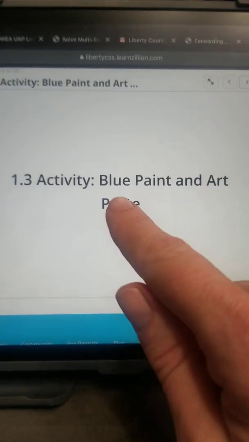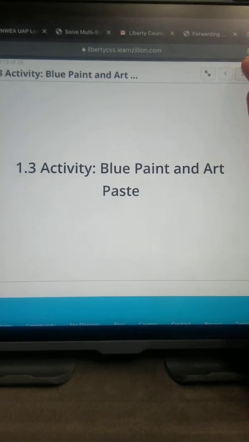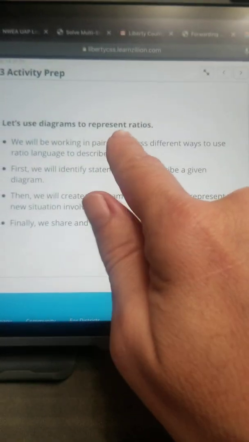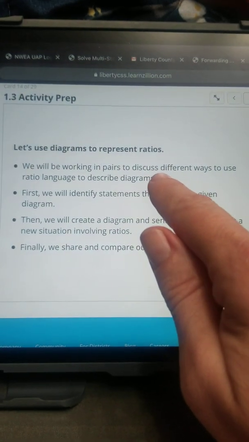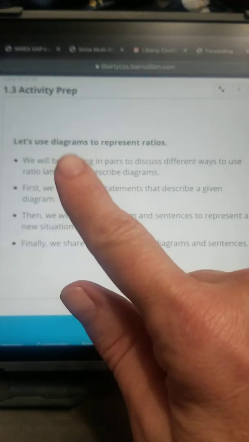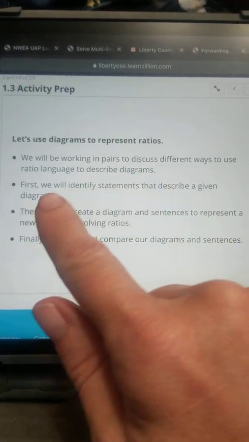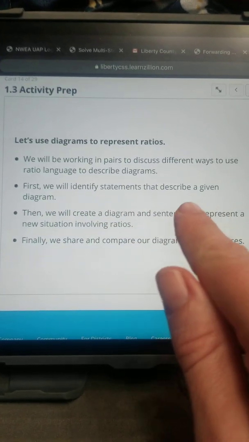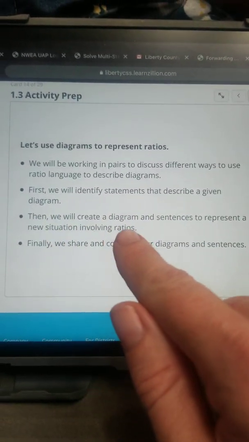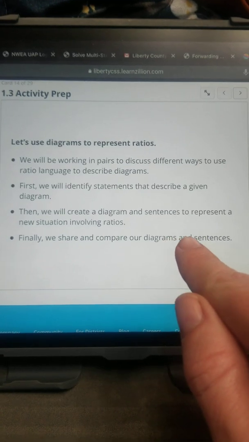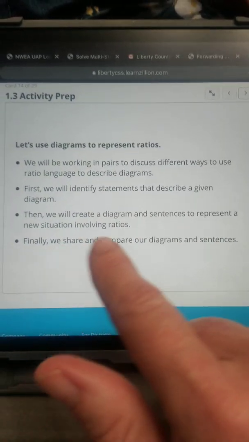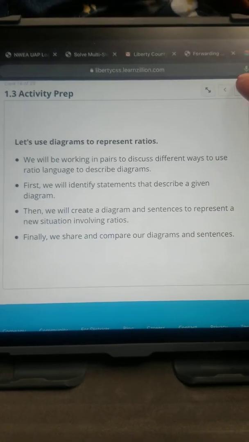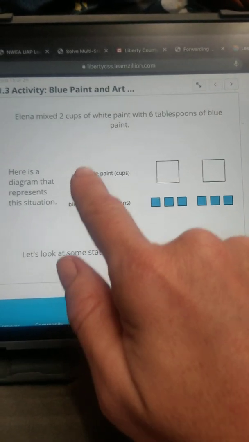All right, activity, blue paint and art paste. Let's use diagrams to represent ratios. We will be working in pairs to discuss different ways to use ratio language and describe diagrams. First, we will identify statements that describe a given diagram. Then we will create a diagram and sentences to represent a new situation involving ratios. Finally, we should share and compare our diagrams and sentences.